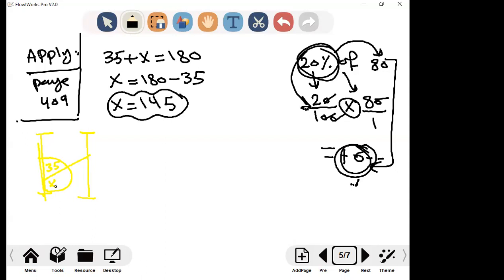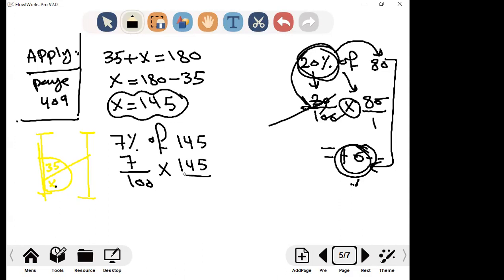Now, the engineers want to make X smaller by how much? So I need to know how much the 7% of the 145 is. Now we will use this idea, right? How do we find the 7% of 145? The 7% means 7 over 100. The "of" means multiply, and here 145 all over 1, and do the multiplication and find the answer.